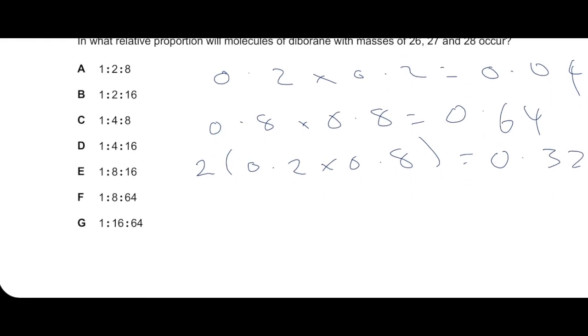And now you could just form a simplified ratio. I'm going to remove the decimal points and multiply everything by 100. So 4 to 32 to 64. That comes to 1 to 8 to 16, because when you divide everything by 4, you get that. And the answer is E. That's question number 26 completed.